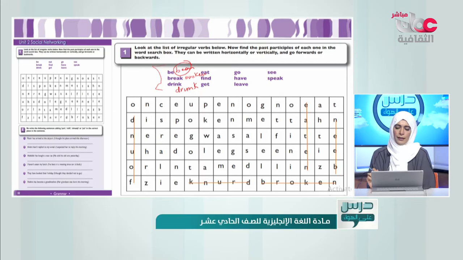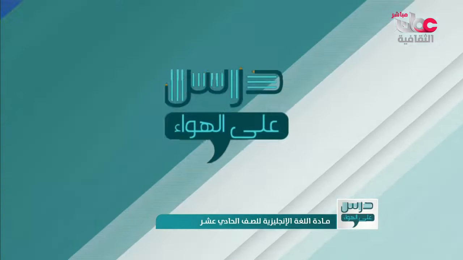Okay. For today's lesson, we reached the end. Actually, we couldn't finish the other tasks. You may take the other exercises as homework. Try to change the other verbs to past participle form and try to find the words in the puzzle here.